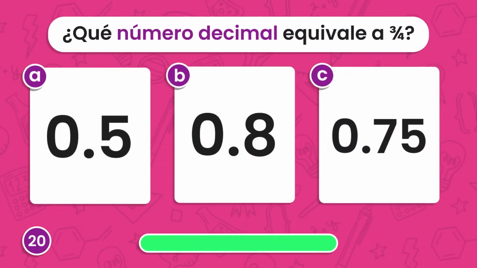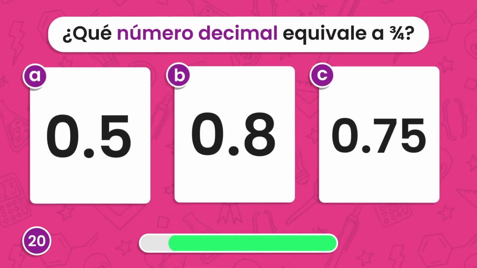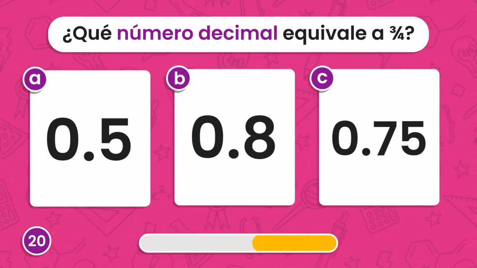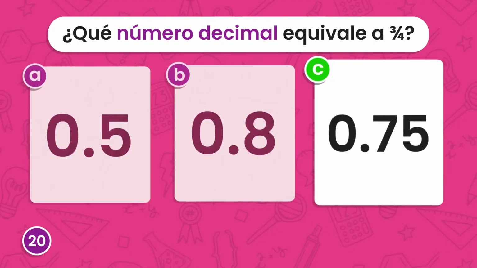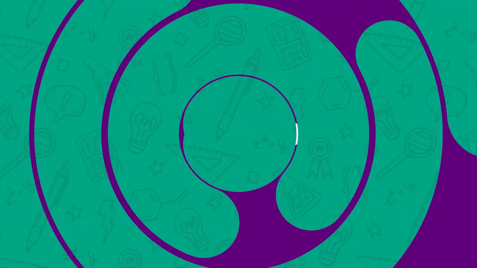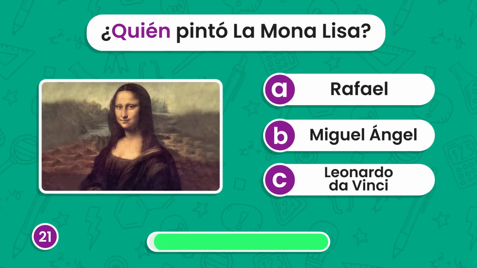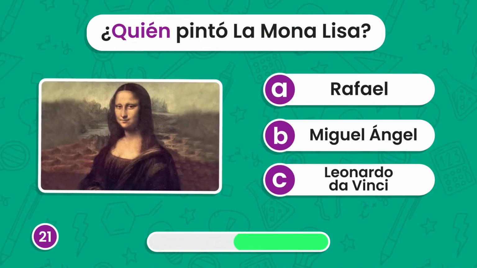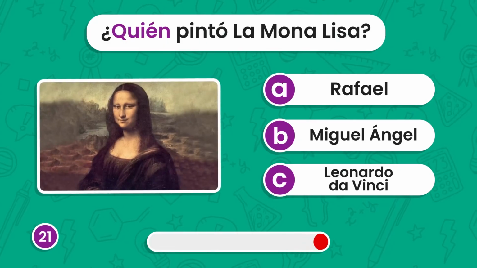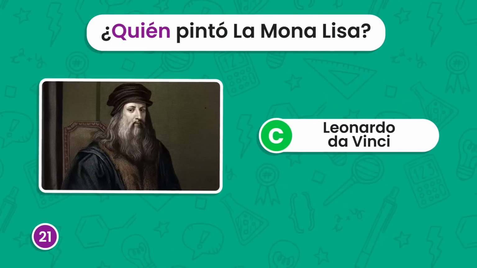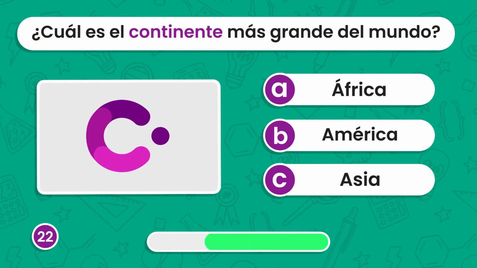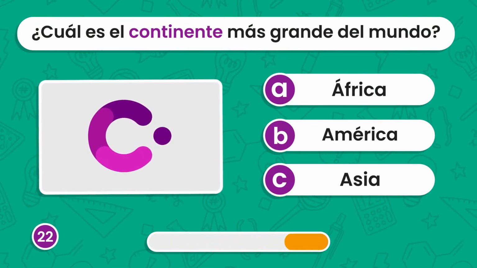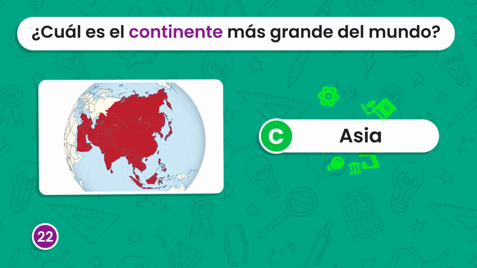What decimal equals 3/4? 0.75. Who painted the Mona Lisa? Leonardo da Vinci. What is the largest continent in the world? Asia.